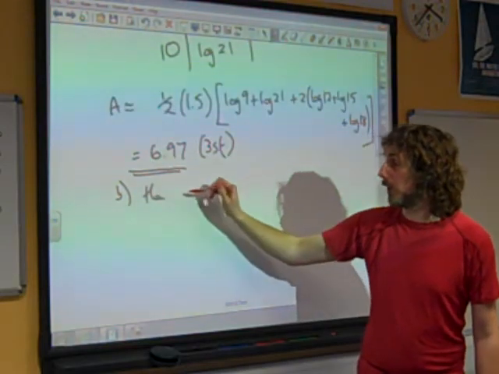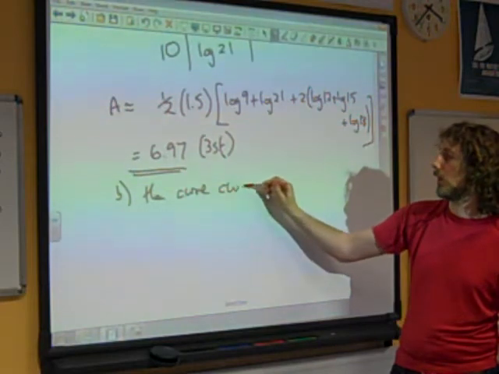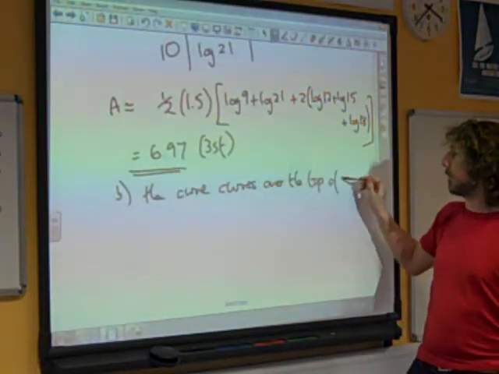The curve, it was part two, wasn't it? The curve is curving over the top of each trapezium. It sounds like an odd sentence to write.